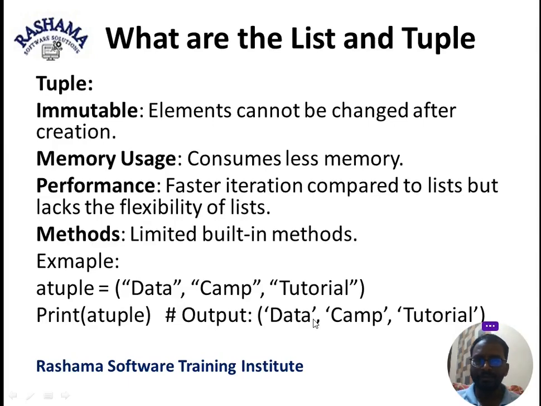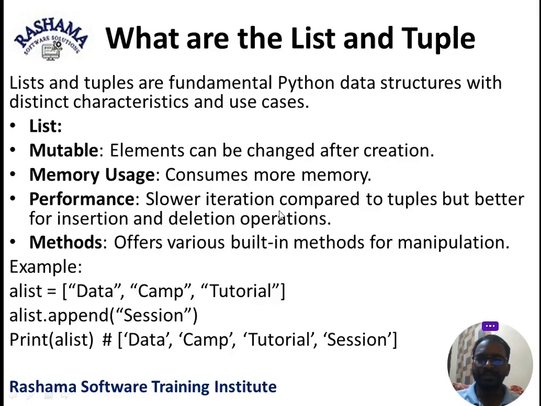Then if we go to the next one, the list, you see the list. Lists and tuples are fundamental Python data structures with distinct characteristics and uses. So both have different behavior. List behavior is different and tuple behavior is different. That's why they have distinct characteristics and use cases. The use cases are also different.